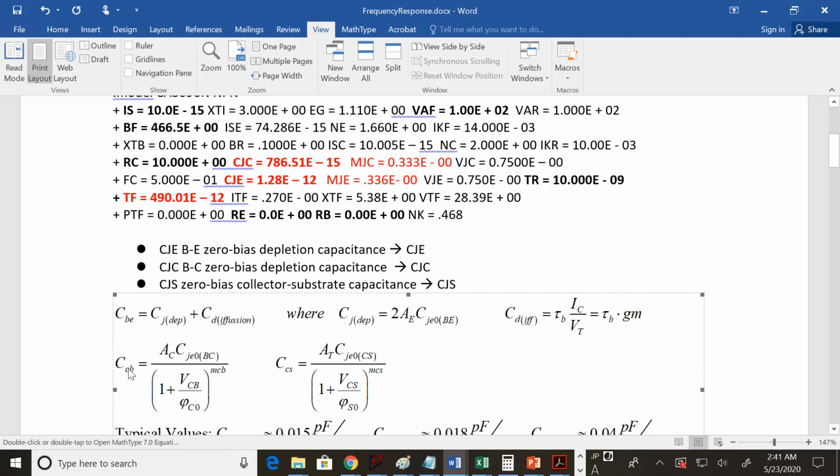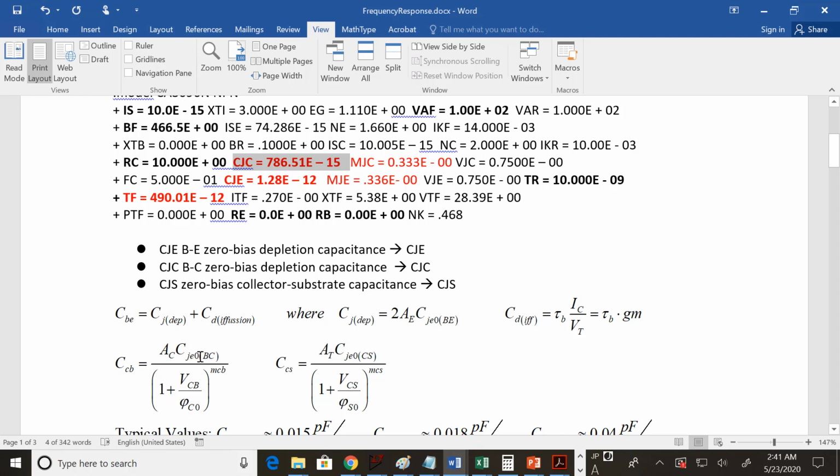If you want to find the capacitance between the collector and base, now you need the area of the collector times the zero bias BC junction capacitance, and that is this one.